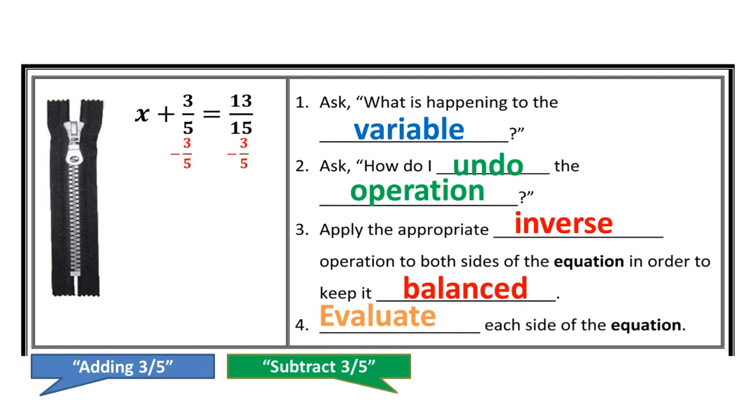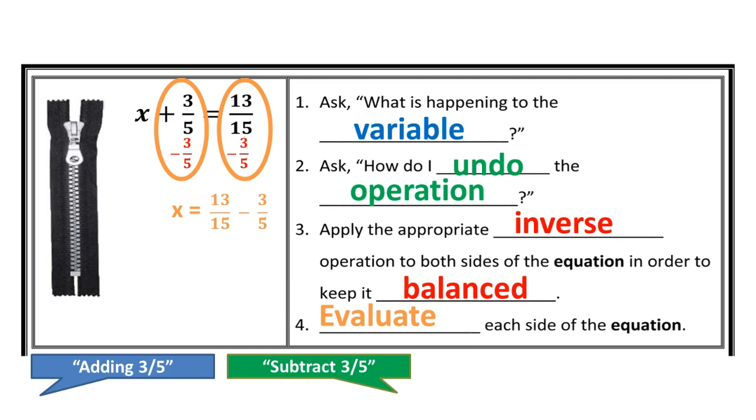3/5 minus 3/5, we know that's going to give me my identity of 0, which will give me x by itself. That's exactly what we want. 13/15 minus 3/5 isn't as easy. So I might take a little sidebar area and work on this problem. So I'm going to set up 13/15 minus 3/5.